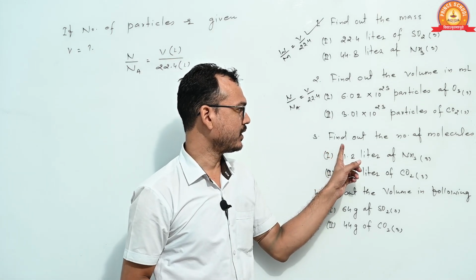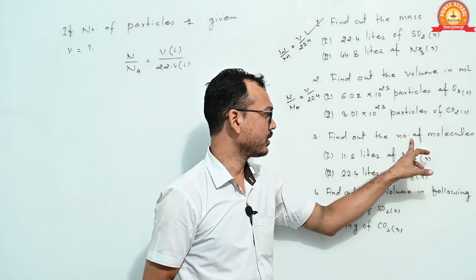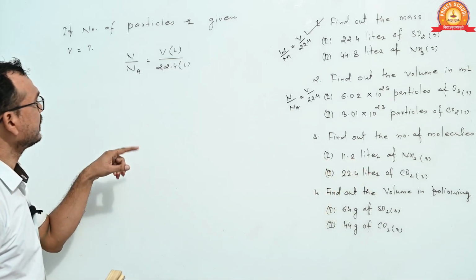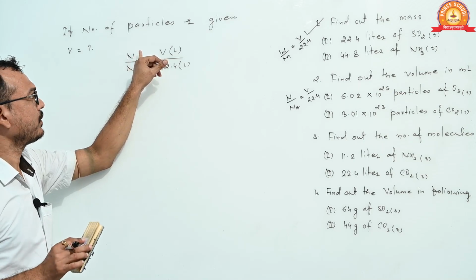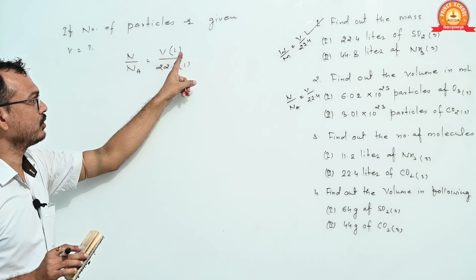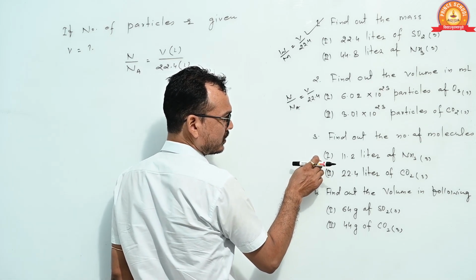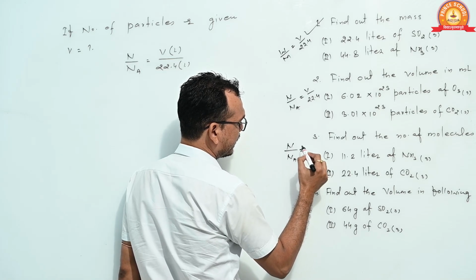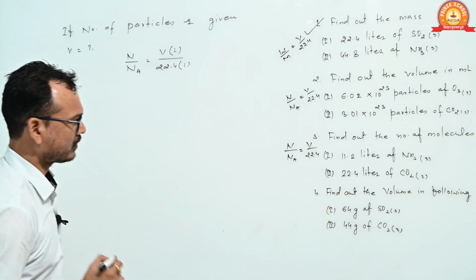Find out the number of particles in the third pattern. The third pattern is to find out the number of molecules. We want to calculate the number of molecules by using the volume. It means the same formula will be applicable on this type of question. So we apply N upon Na is equal to volume divided by 22.4. Clear?